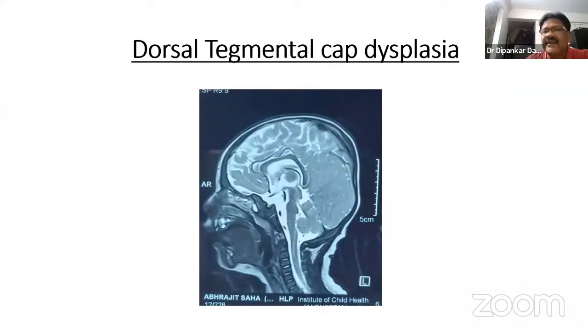So this is another very rare type of dysplasia. This is called dorsal tegmental cap dysplasia. This is in the pontine region. You can see there is a wedge-like protrusion here. So this is the tegmental cap, which is dysplastic. This gives rise to cranial nerve palsy.